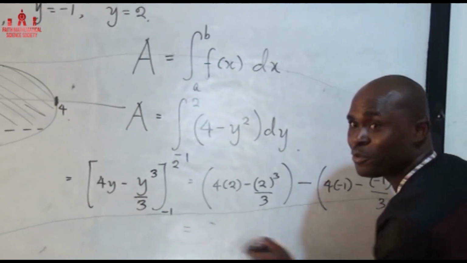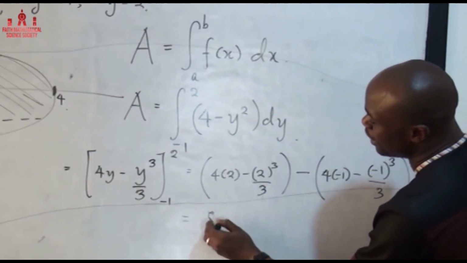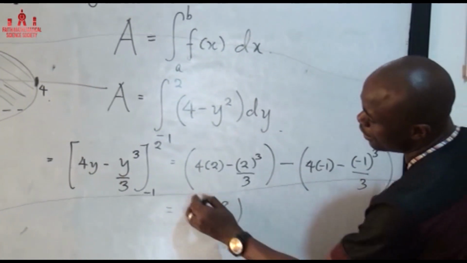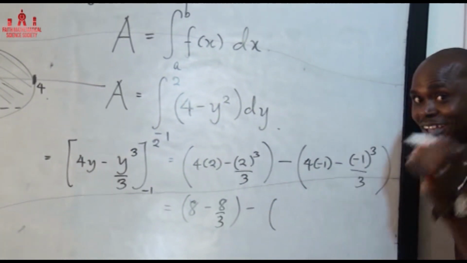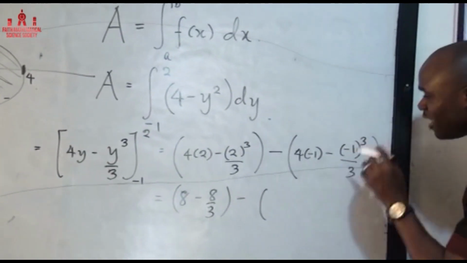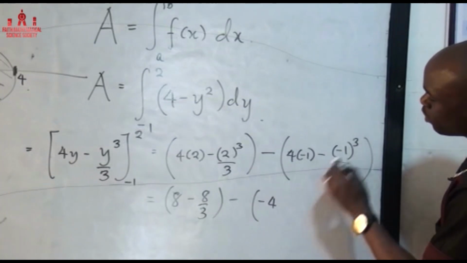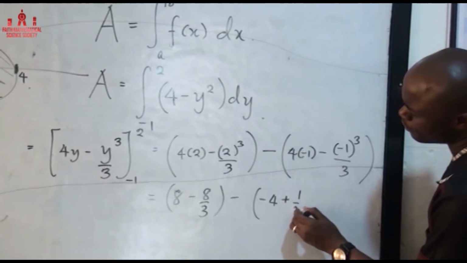So let us do the simple arithmetic very fast. This is going to be 8 minus 8 over 3. I'm sure you're okay with algebra. If not, check some of my videos on algebra. And this is going to be minus 4, and this is going to be minus 1. So this is going to be plus 1 over 3.